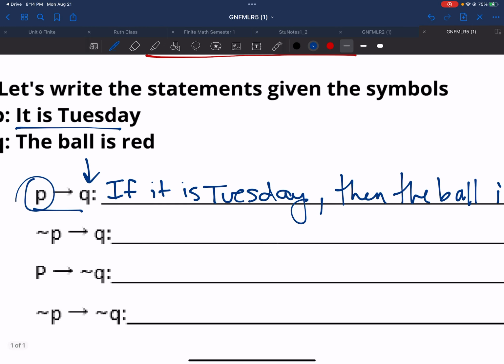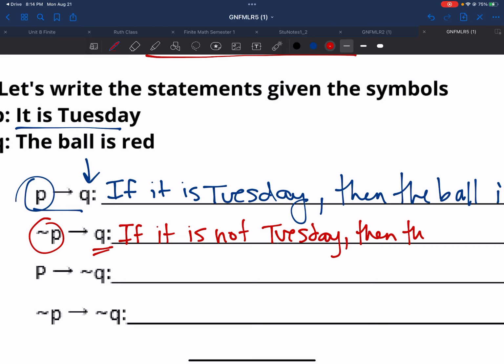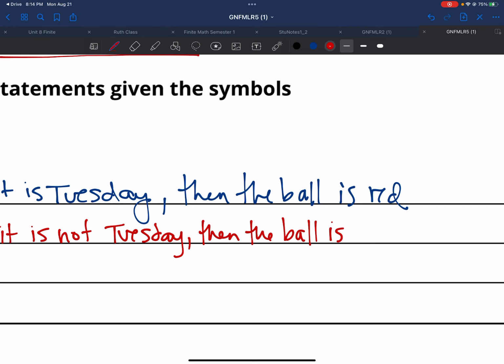All right, let's take a look at another one. I'm going to do this in a different color just so we can see it easier. Here we have a P that's negated. So instead of if it is Tuesday, it's going to be if it is not Tuesday. So if it is not Tuesday, then the ball is red.